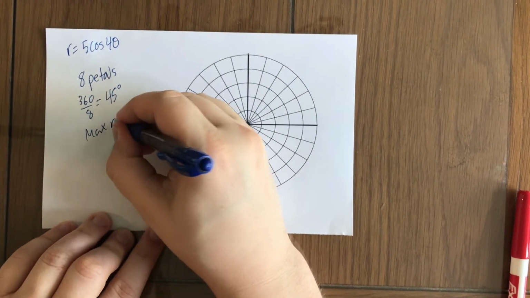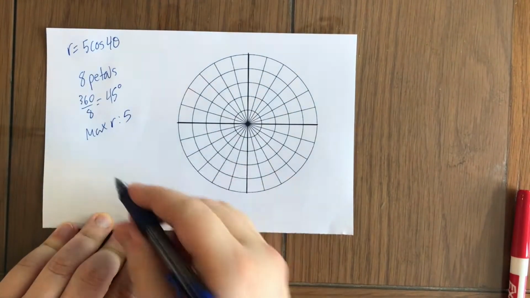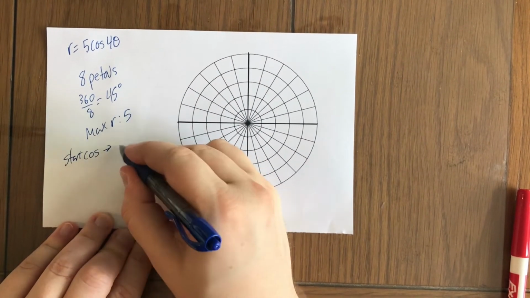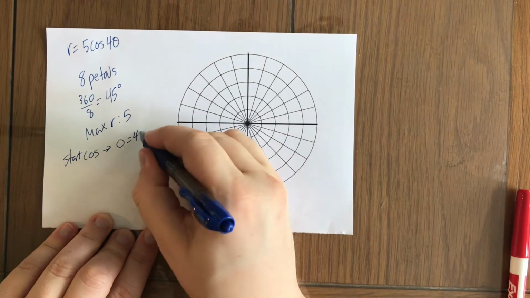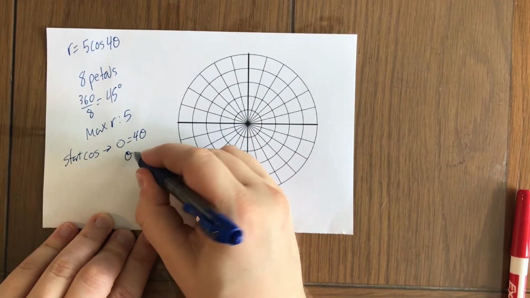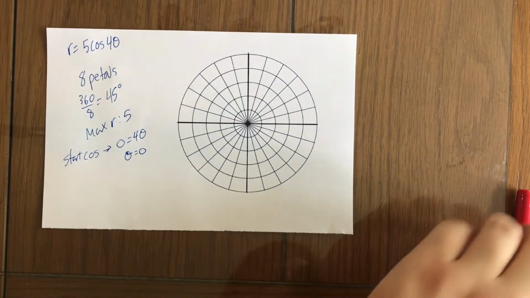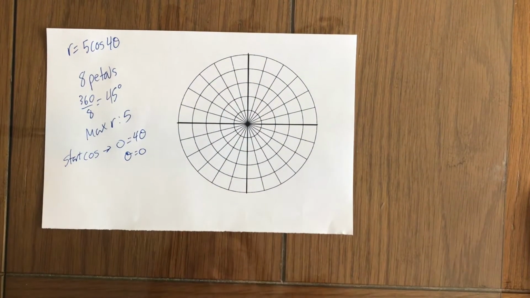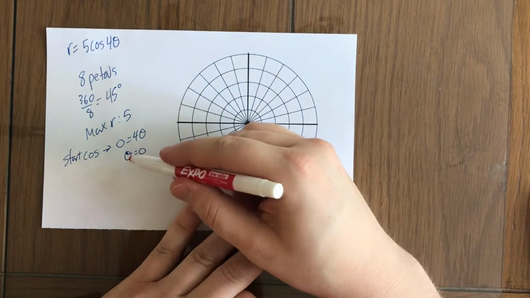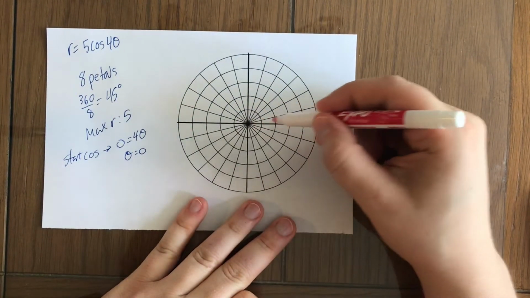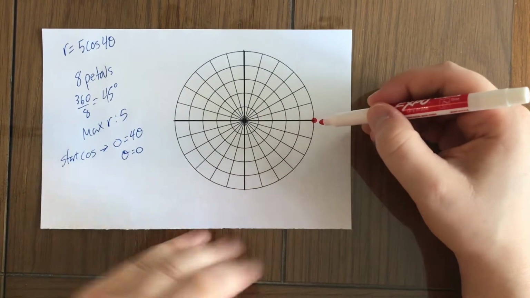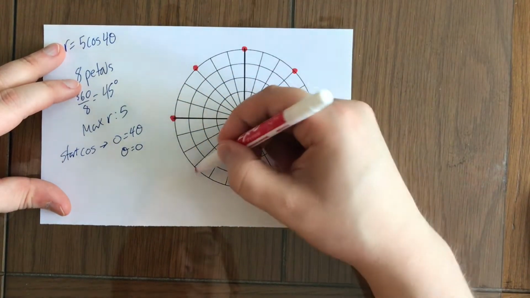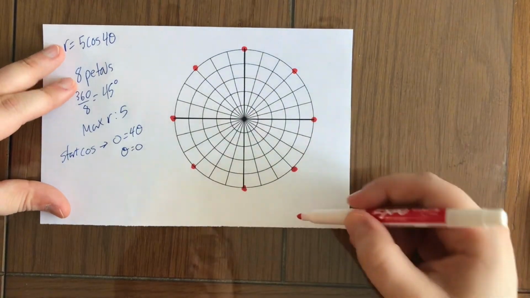My max radius is going to be 5. And this is cosine, so I want to figure out where we start with that. Cosine always has a maximum at 0, so I just set theta equal to 0. So I can go about plotting this now. I have a radius of 5, so I'm going to find the first starting one. Go 1, 2, 3, 4, 5, that's way out here. Now I just go 45 away, 45 away, 45 away, 45 away, 45 away, 45 away, 45 away.